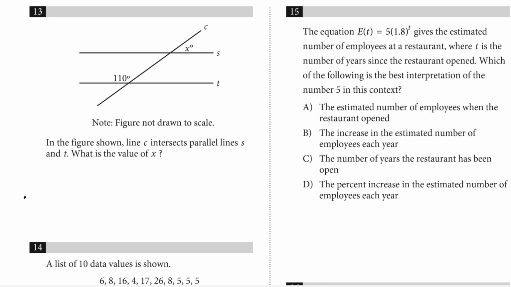In the figure shown, line C intersects parallel lines S and T. What is the value of x? Remember that when we have two parallel lines and one line intersecting them, there's 8 different angles that appear, but each of these angles share values. So in total, there's only 2 different angle measures that we're going to get from these 8 different angles. The angles that I'm outlining in red are all equal, and the angles that I'm outlining in blue are all equal.